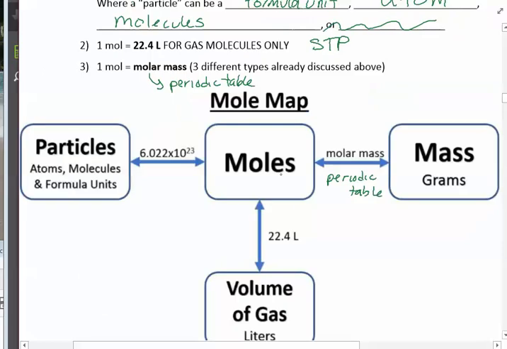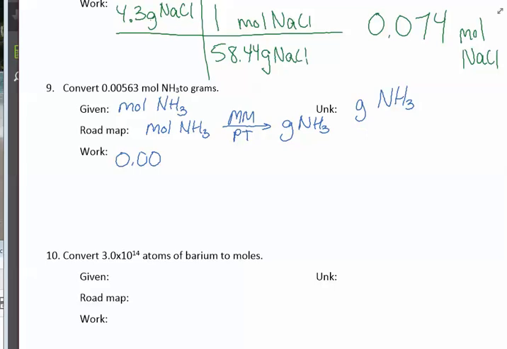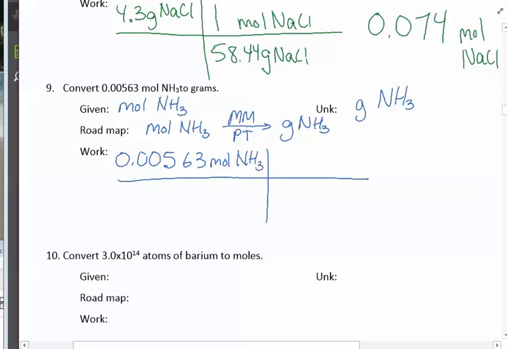So we have moles. We're starting here, and we're headed towards the mass. So again, we're going to use MM on the PT, or the molar mass on the periodic table. So we're going to do the same thing. We're going to put our initial number with our units, moles of NH3, in the upper left part. So we're going to take our unit, moles of NH3, and put it on the bottom. The reason I'm putting this on the bottom is I want the unit to cancel out.